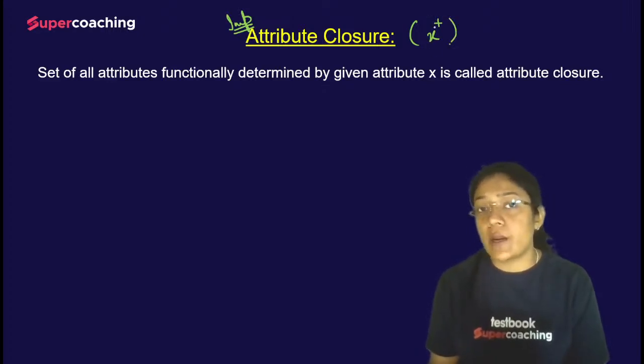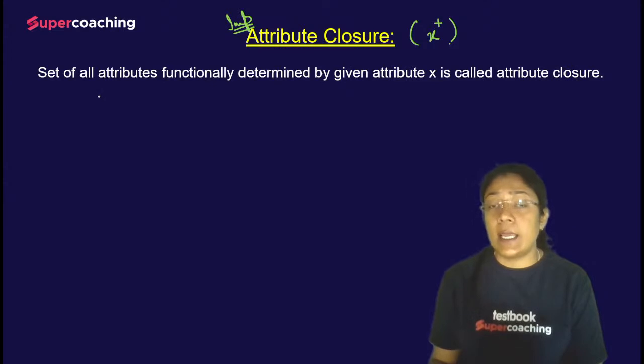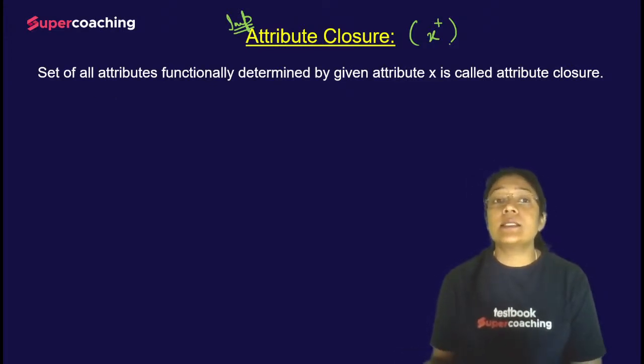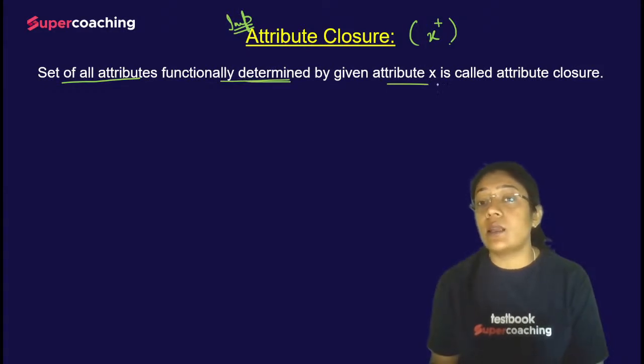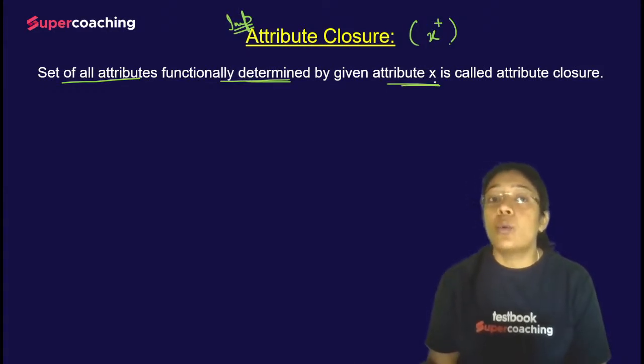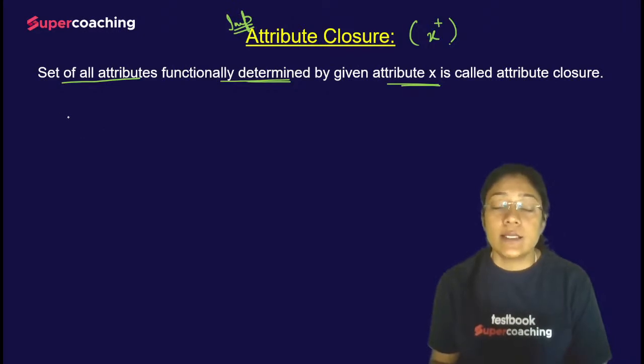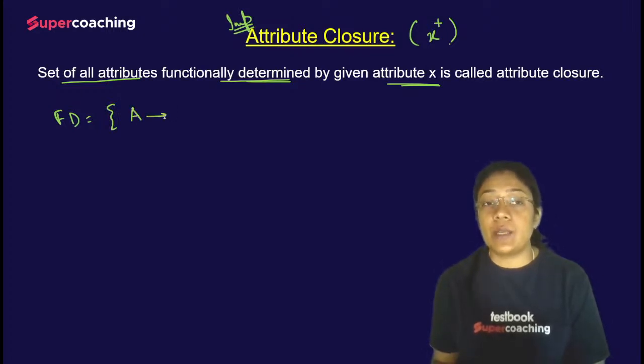That means I want to find out the attribute closure of X. So it determines the set of all the attributes which are functionally determined by the given attribute X. What do I mean by this? For example, we are given a functional dependency set. That is, A determines B, B determines C, and C determines D.